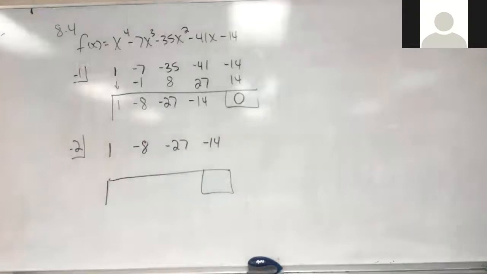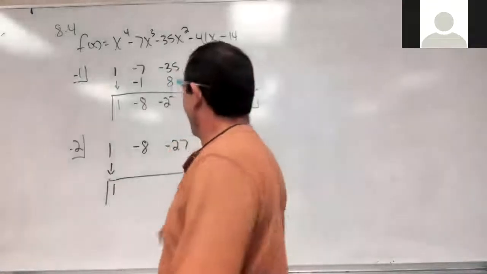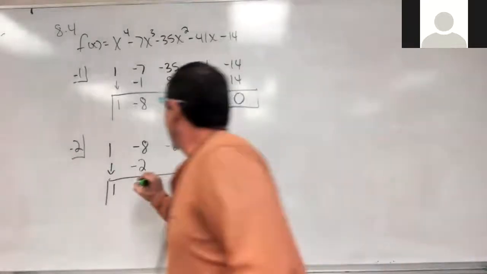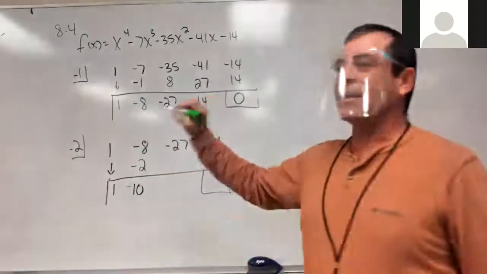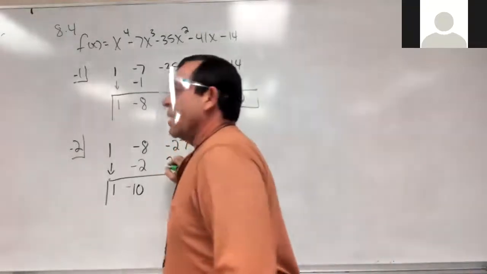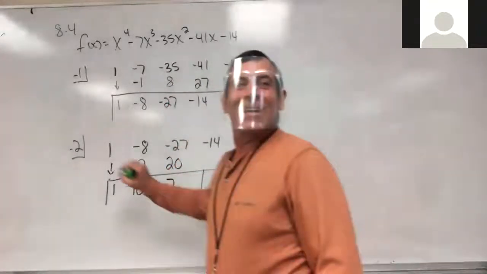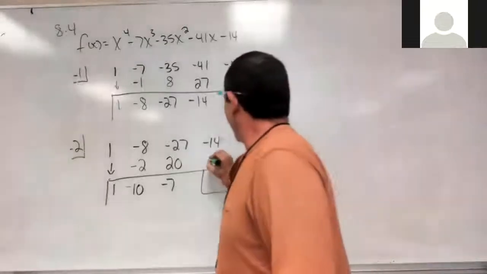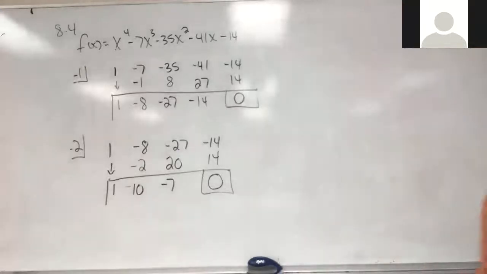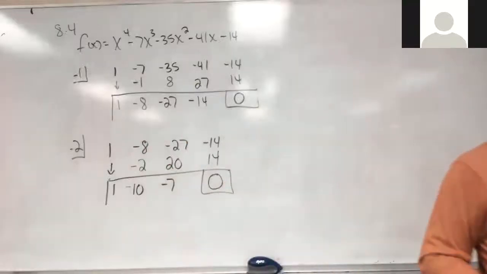Okay? 1 goes down. So bring the 1 down and start multiplying again, right? -2. So -8 and -2 is -10. Then multiply -10 times -2, 20. -27 plus 20 is -7. And look at that, y'all, -7 times -2 is a positive 14, which gives me another remainder of 0. So we've got 2 rational zeros so far with the -1 and the -2.